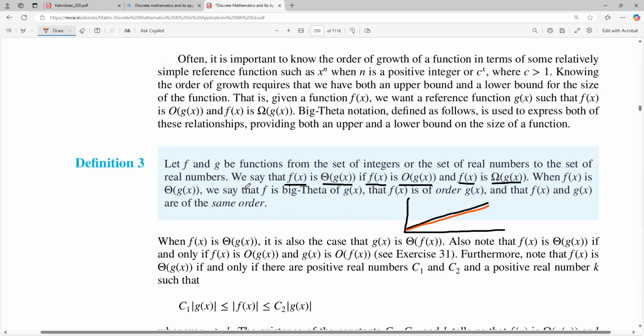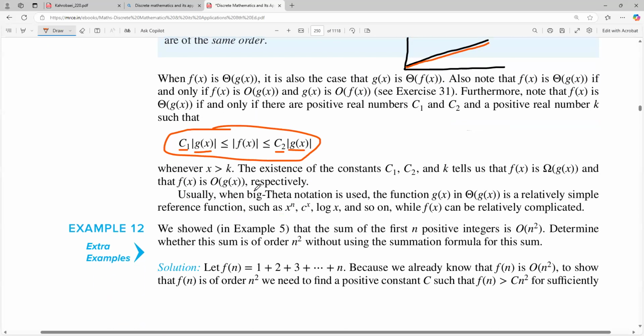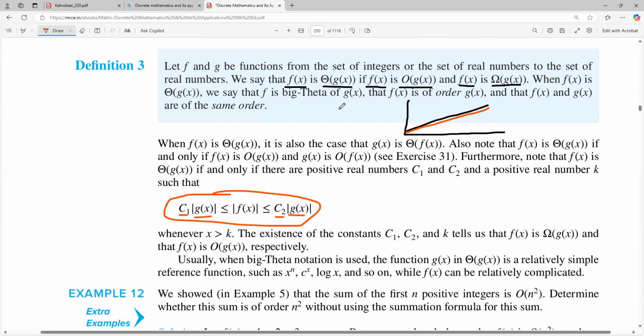So you multiply by one constant, you get a lower bound. When you multiply by another constant, you get an upper bound. Same function, different constants. So this will usually give a tighter bound. And this is usually achieved when you think of polynomials, usually when they're the same powers.